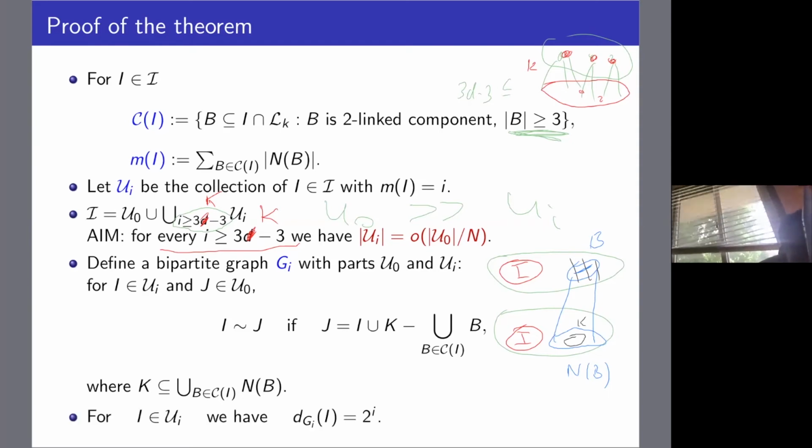And what is the upside? So what are the degrees for this bipartite graph? If I take an independent set from UI, then I know that its degree in the bipartite graph is 2 to the I, because this had size I by the definition, and K was an arbitrary subset of this which could be added.